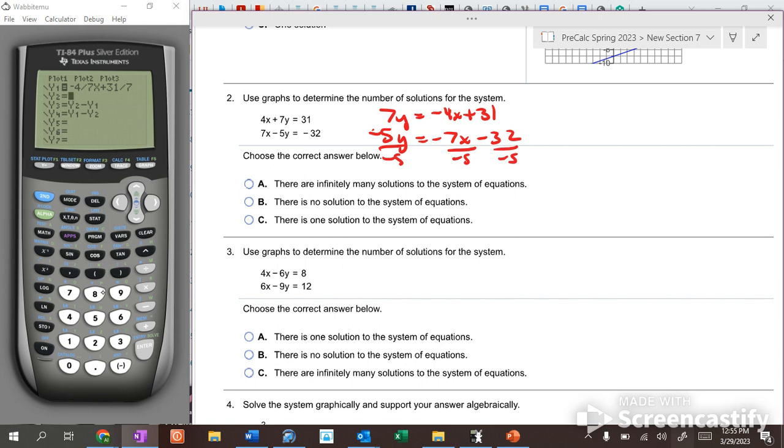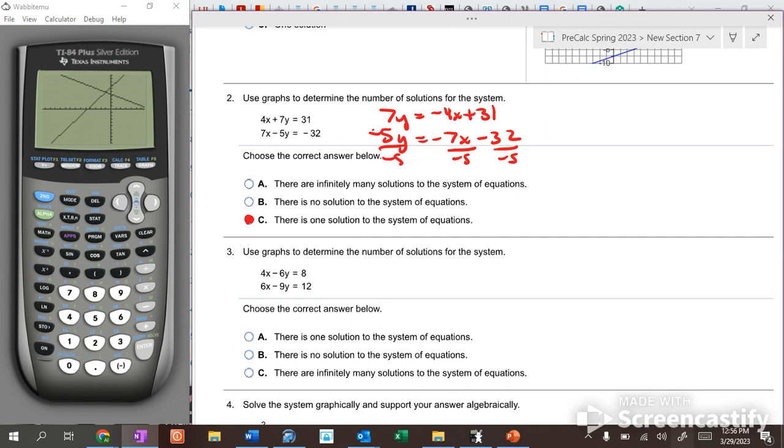So y equals 7/5 x plus 32/5. We graph them both. I got one line going like that, another line going like that, and obviously there is one solution. All you need to do is look at the slopes. Are the slopes different? Yes. If the slopes are different from each other, then there's going to be one solution.